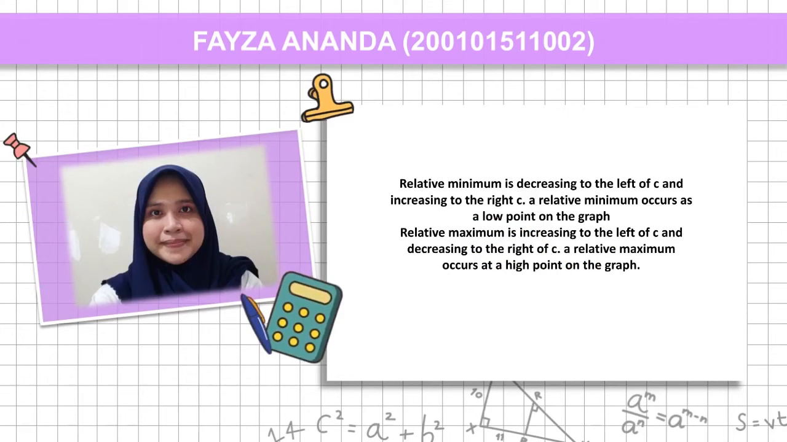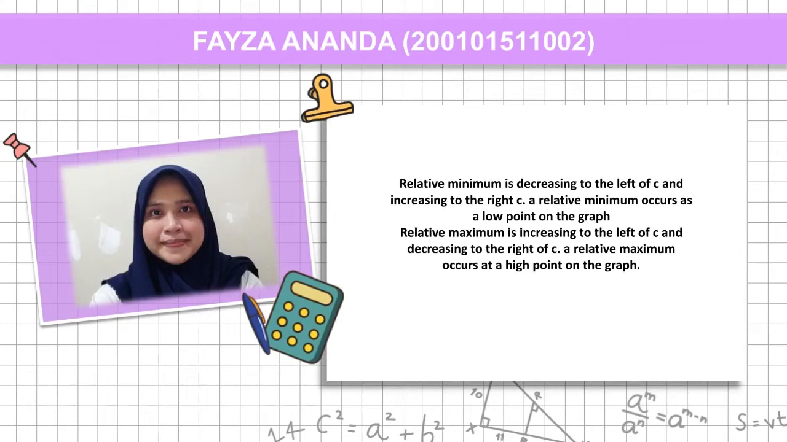A relative minimum is decreasing to the left of c and increasing to the right of c. A relative minimum occurs as a low point on the graph. A relative maximum is increasing to the left of c and decreasing to the right of c. A relative maximum occurs at a high point on the graph.